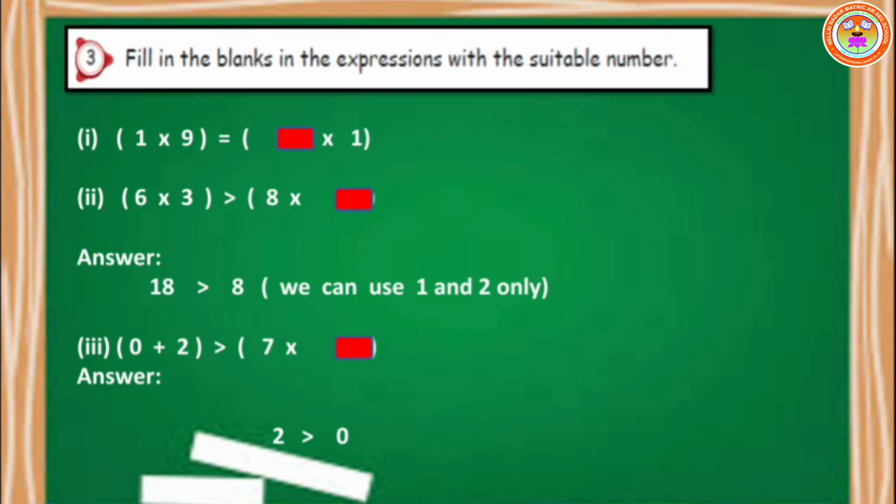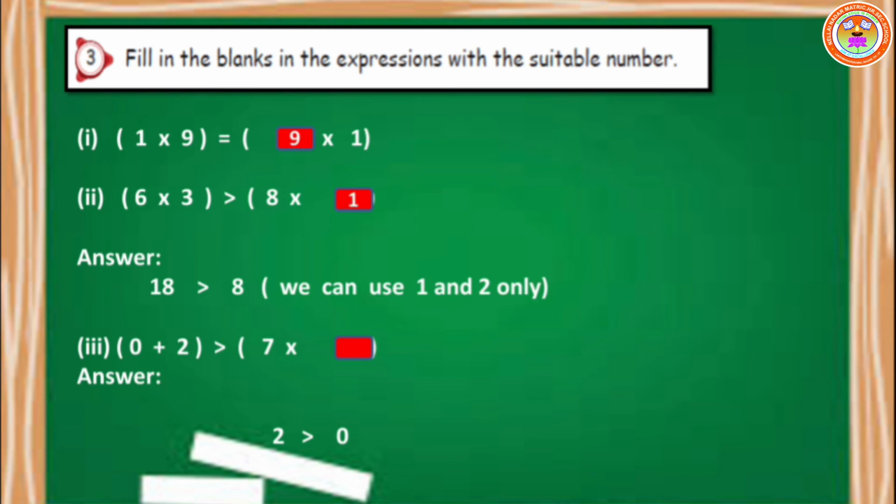Next, fill in the blanks in the expressions with the suitable number. See, they have given two expressions. They themselves have given the symbols. Now we have to find out the number. See the first problem. 1 into 9 is equal to one empty box into 1. So what number multiplied by 1 will we get 9? We know that any number multiplied by 1, we will get the same number. So the first answer is 9. Yes?